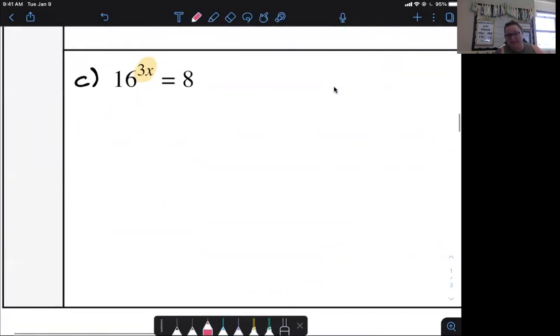All right, what about 16 to the 3x equals 8? You need to rewrite both of these as a power with the same base. And I'll give you a hint: you want that base to be 2. Go ahead and give this a shot.